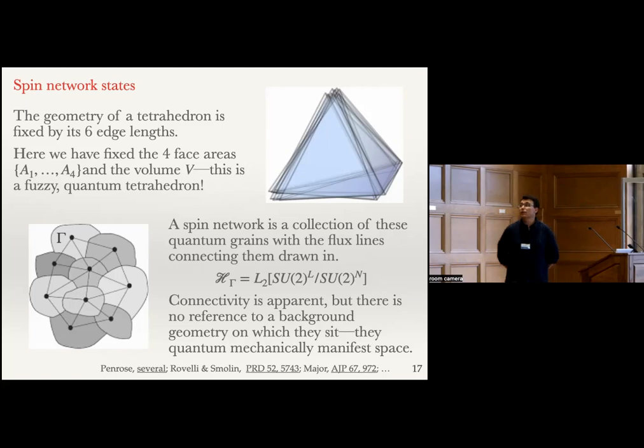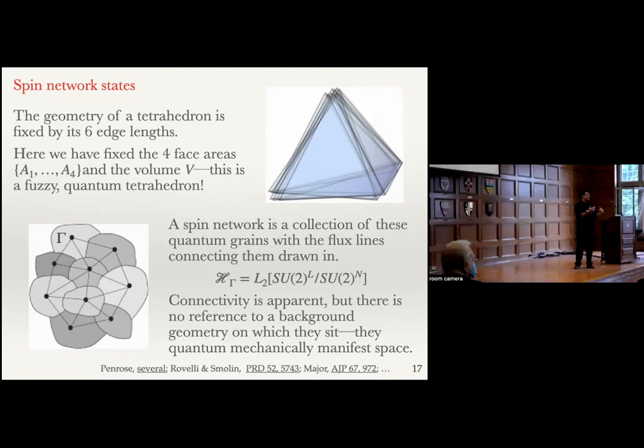So this is quite a striking picture of the geometry of spacetime if you've never met it before. It's a picture where there is no background on which the metric or the geometry of spacetime lives. The quantization of these grains is creating the space itself.